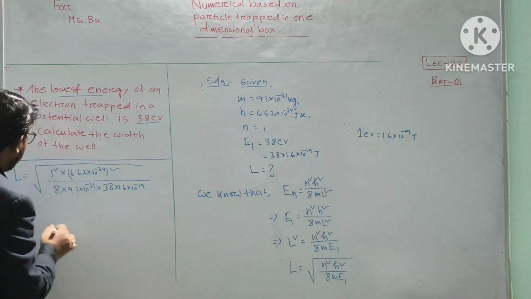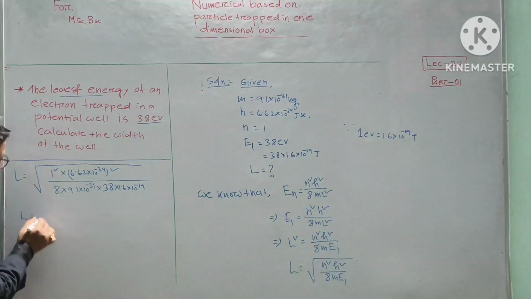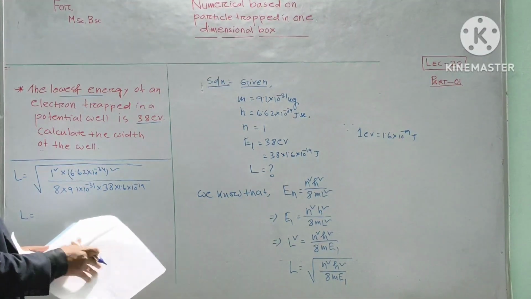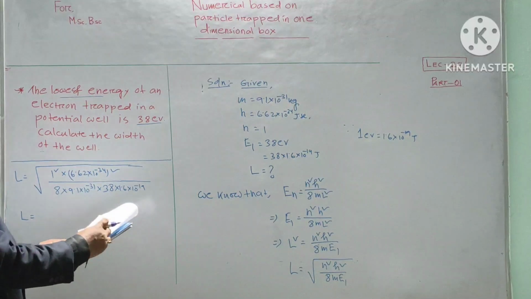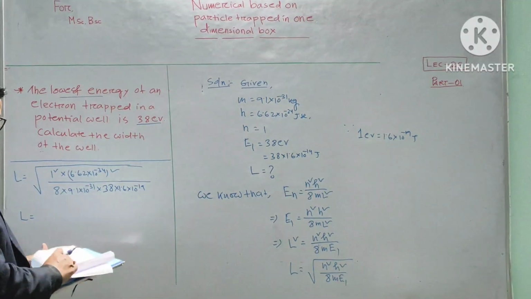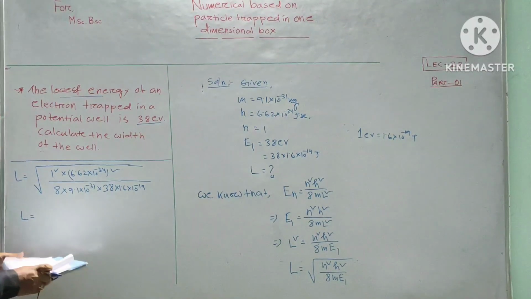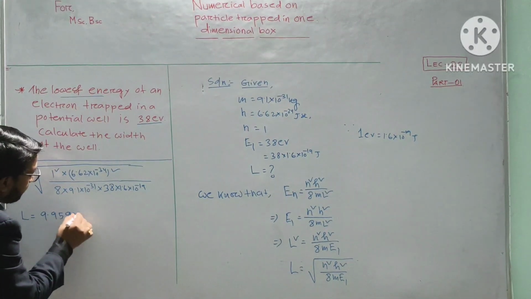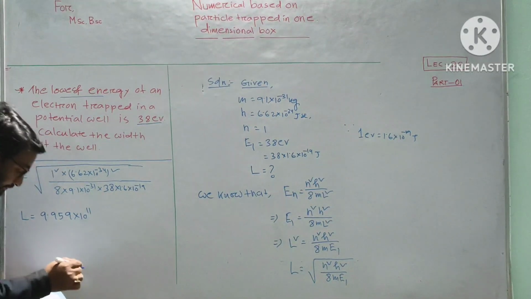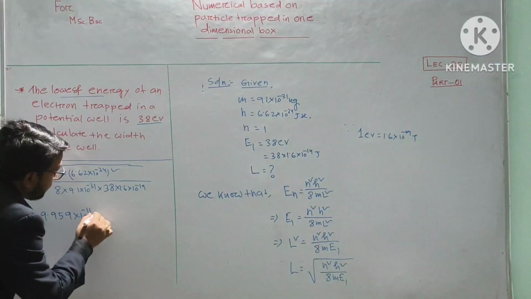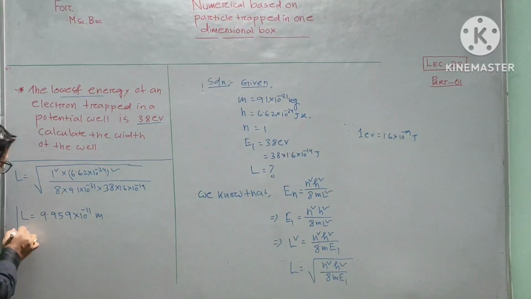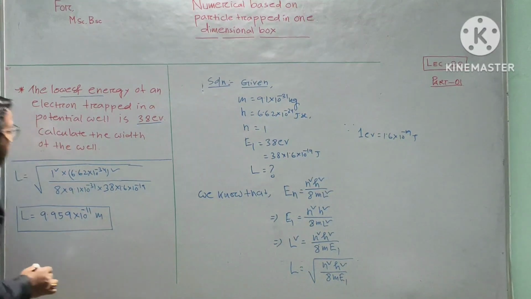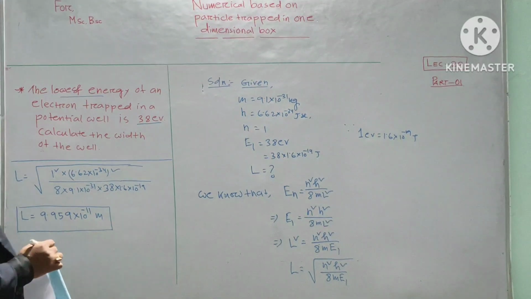After solving this part, we get L equals 9.959 into 10 to the power minus 11 meter. So this is our required answer, that means the width of the potential well.